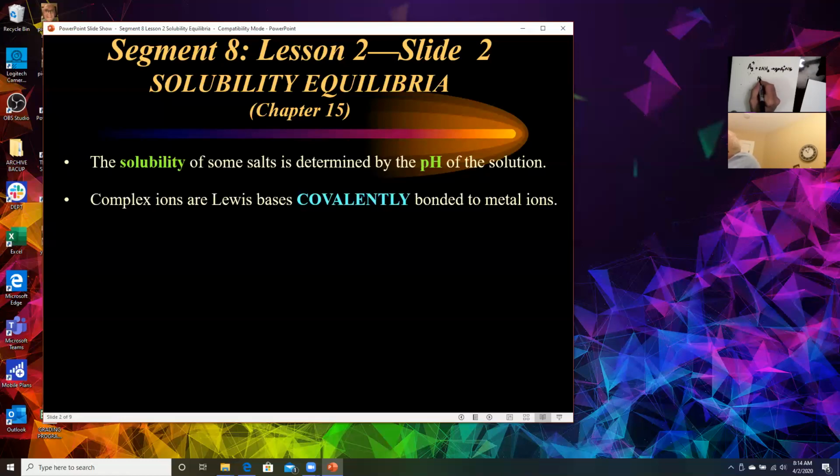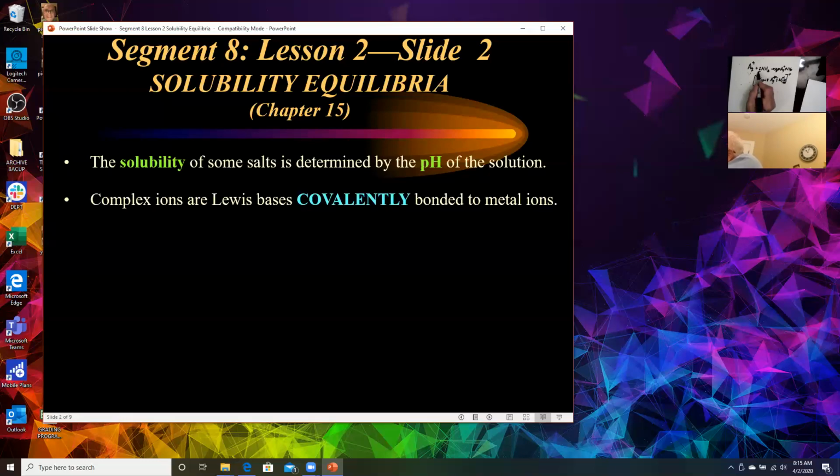This is one ammonia molecule turned in this direction with its lone pair toward the silver plus ion. And this is the other ammonia molecule. And the whole thing then is actually where the positive charge is. It's a +1 charge. So this is a diamine silver complex ion.